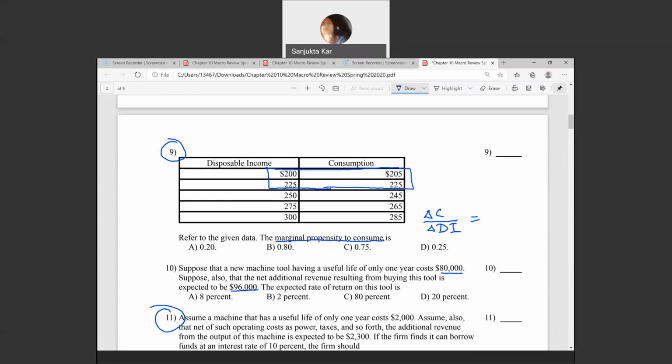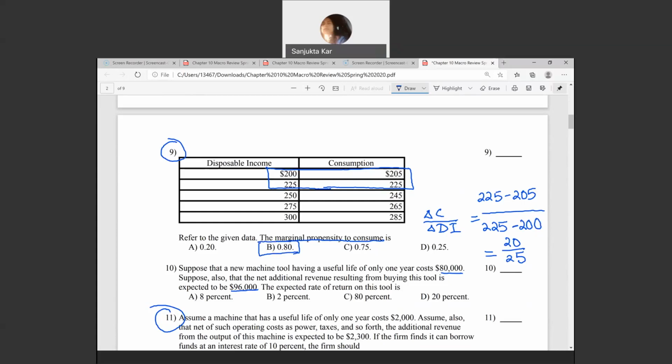So the change in consumption here in my example is 225 minus 205, over the change in income, which is 225. From that I subtract 200. This will be equal to 20 over 25. So this is equal to 4 over 5, and my answer is going to be 4 over 5. Looks like, yes, this is going to be 0.80.